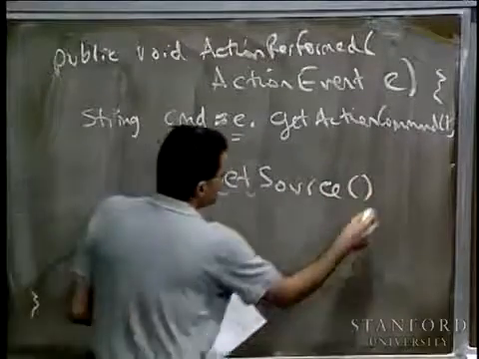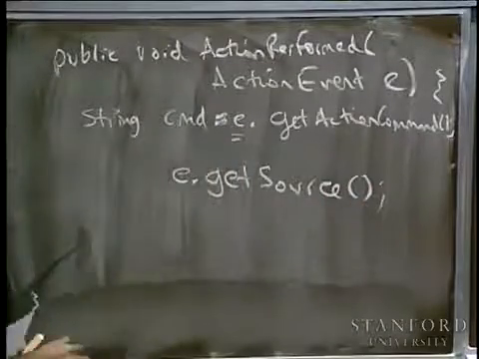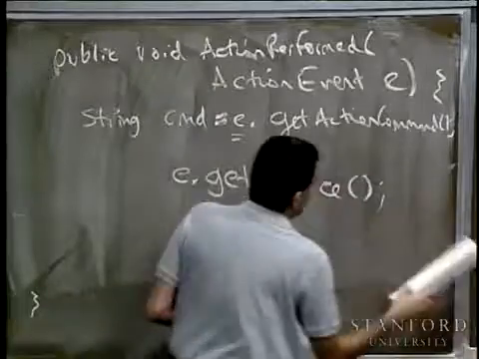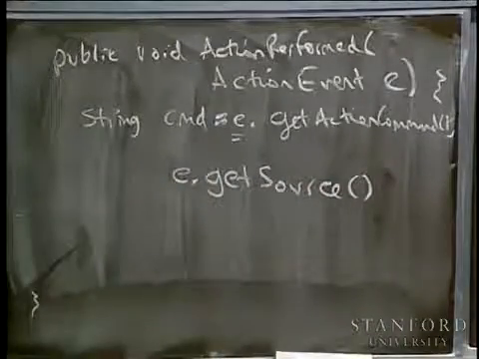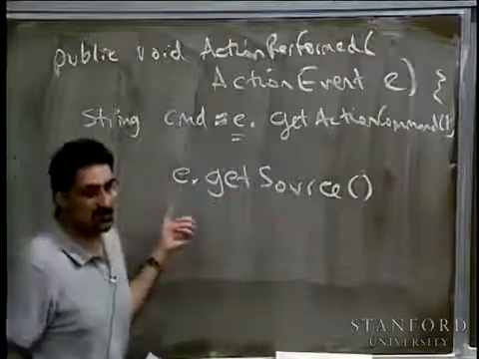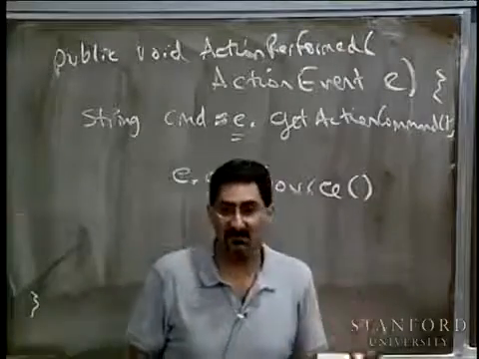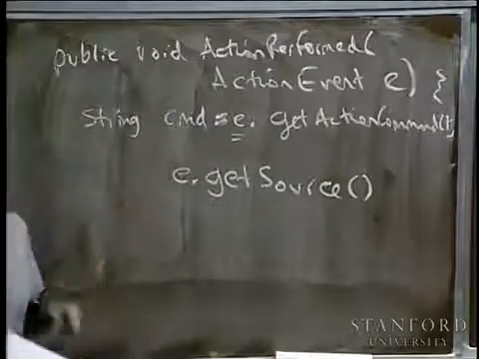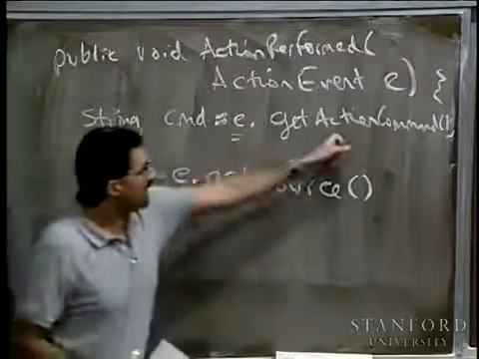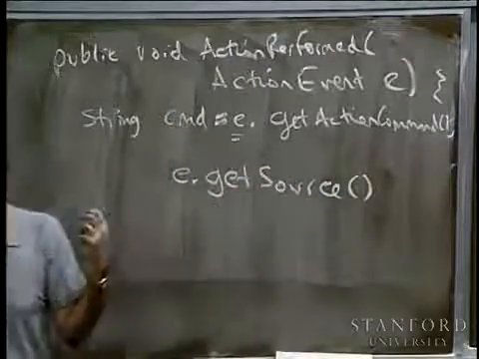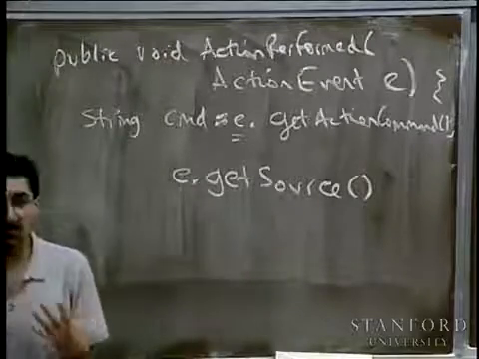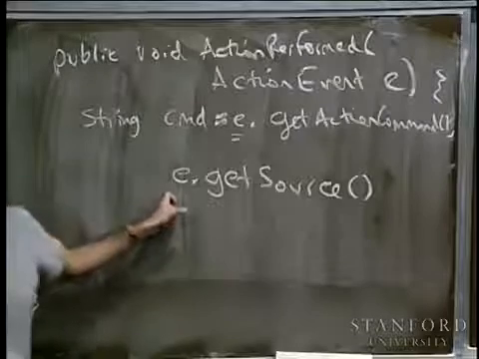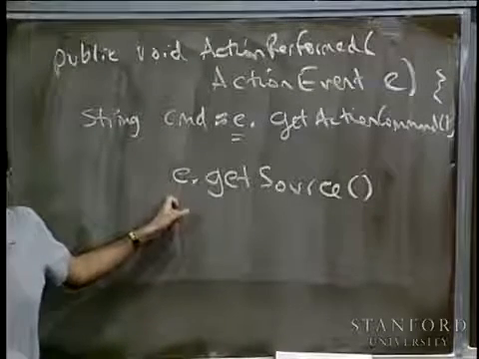Okay? Now, the interesting thing about what get source returns to you, actually, let me not put the semicolon here right now, is that get source actually returns to you an object. It returns to you the object that caused this event to be generated, which means if a button was clicked, E.getActionCommand will get the name of the button. E.getSource will actually give you a reference to the button object. So what you're getting back from this is an object. You're getting a reference to that object.